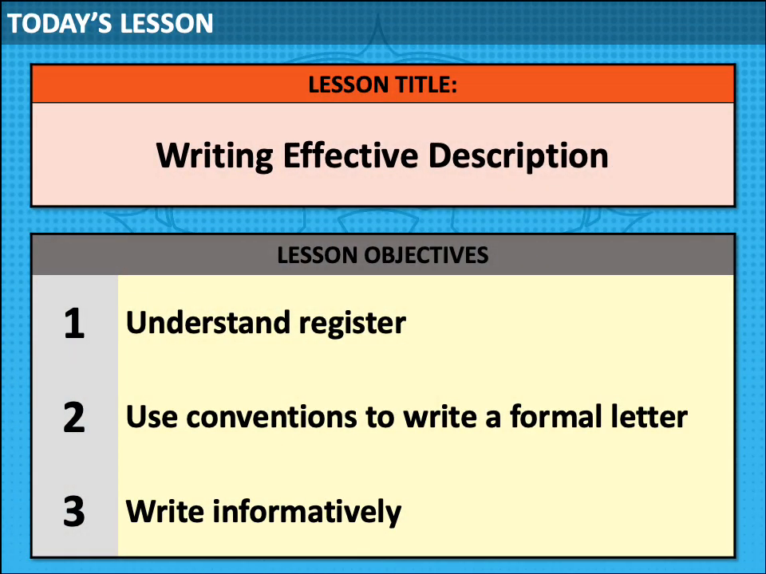Let me take you through the lesson objectives for this lesson. The first objective we have is to understand register. Register is a special term we use in English. By that, we don't mean the register that we take every day at the beginning of lesson. This register means something else. We also would like you to use the conventions to write a formal letter. And then lastly, what we'd like you to learn is to write informatively.